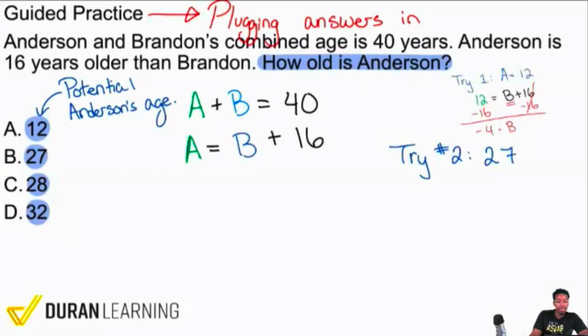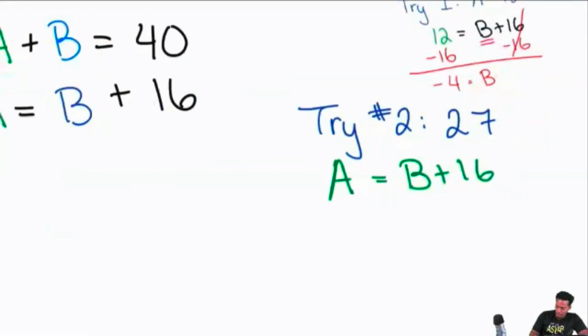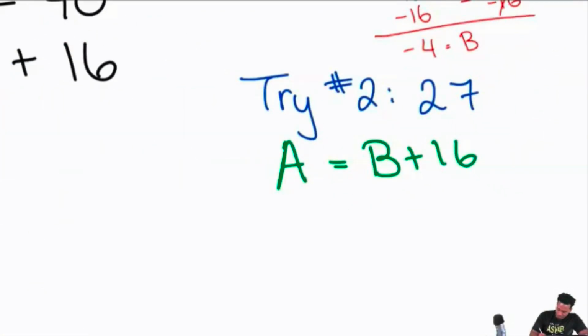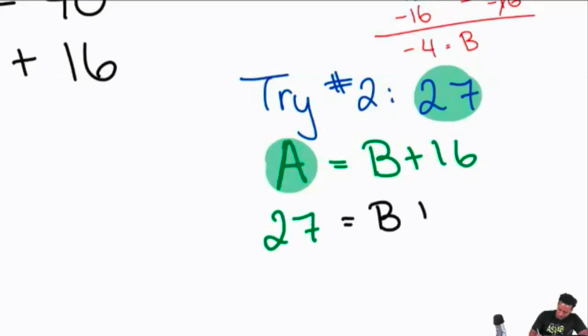So with that said, everybody, if I'm trying 27 out, let's just use the same equation. You can use either one, honestly. If I said A was B plus 16 and I start plugging things in, let me try it again. So everybody, if A is 27, so if Anderson's age is 27, what are we going to do here? What do we do to both sides to get B by itself, everybody? What are we supposed to do?